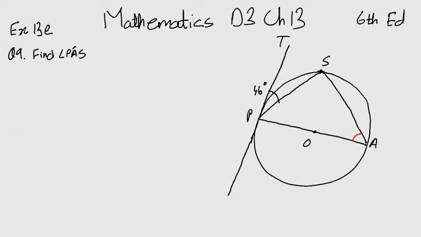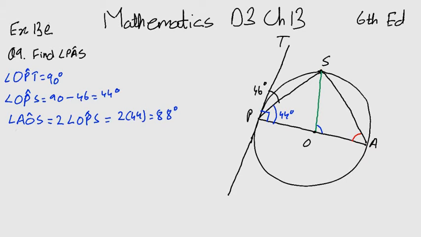Now firstly notice that OPT is 90 degrees because OP is the radius and it forms 90 degrees with the tangent. This would mean angle OPS is 90 minus 46, which is 44. Draw a line from O to S. Now notice that angle AOS, which is marked on your screen, is twice the angle OPS. Why? Because the angle subtended at the center is twice the angle subtended at the circumference.